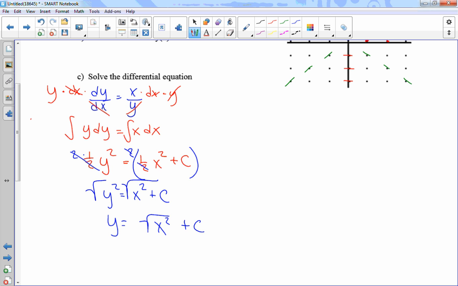Because the square root of x squared will just become x. What happens when we take the square root? When we apply the square root ourselves? What am I missing? Plus or minus. Now we have some information. We know when y of 2 equals 1. So what we need to do is use this information to find the value of c, so we have the full equation now.